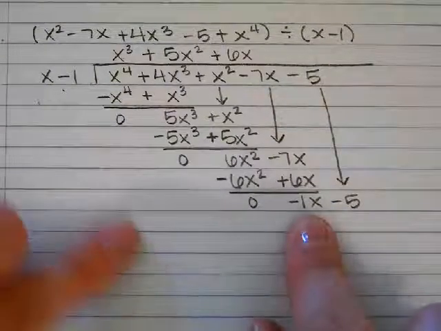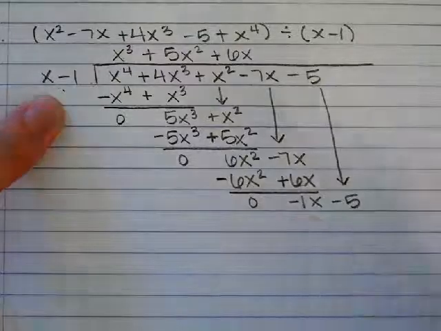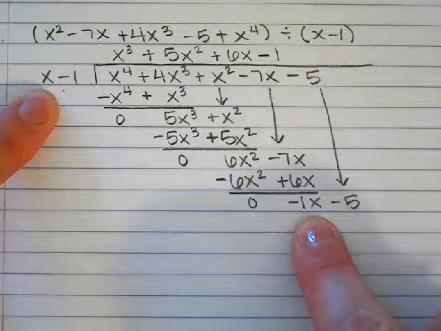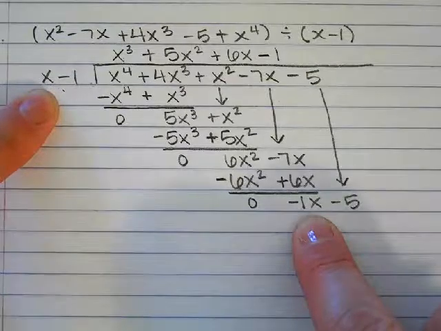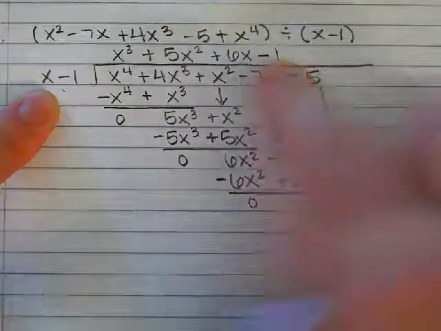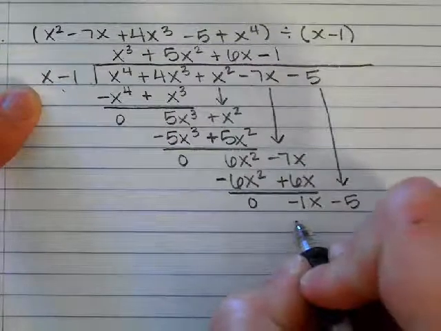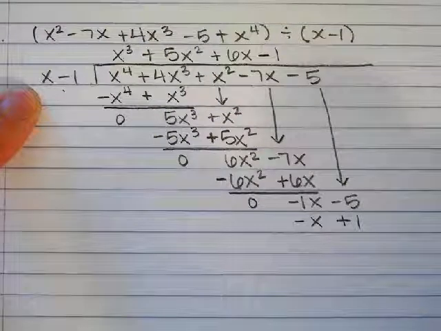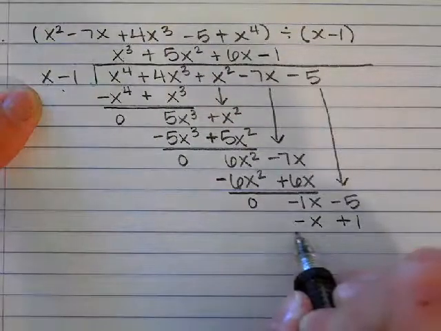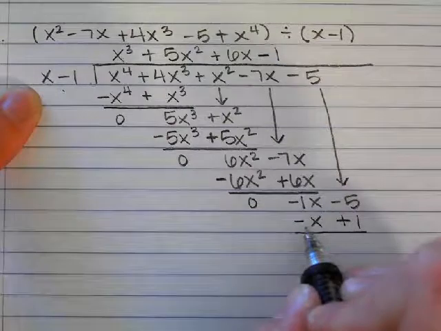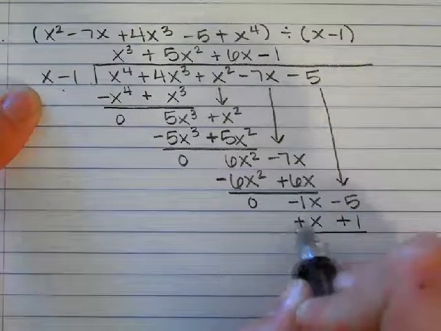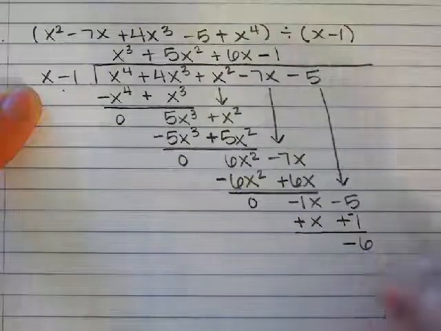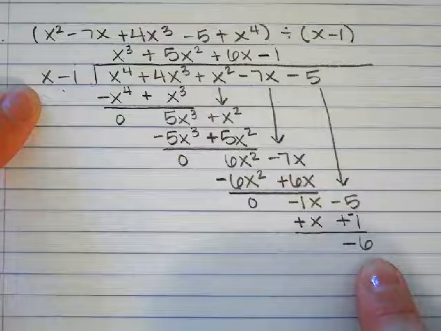So next one would be negative 1. X times negative 1 is negative x. And then negative 1 times x minus 1 would be negative x plus 1. We draw the line underneath, and then since we're subtracting, we change the sign, change the sign, and our leftovers are -6. Is that what you guys got? Those of you who finished kind of fast, we got leftovers of -6.